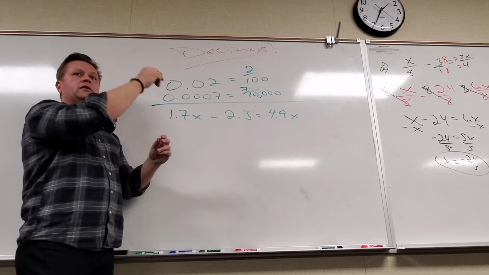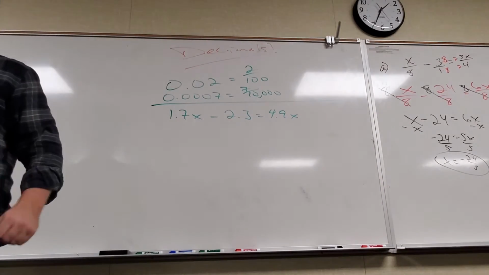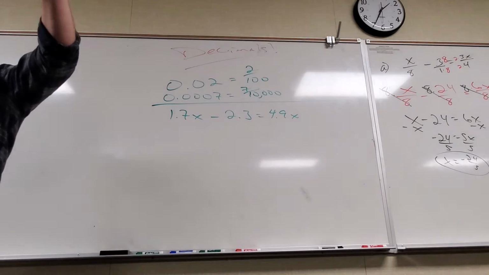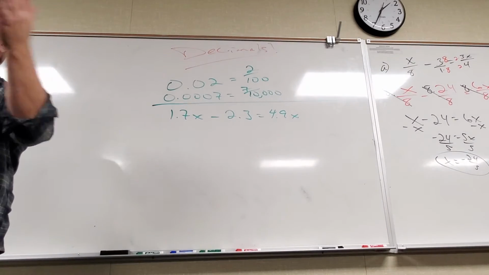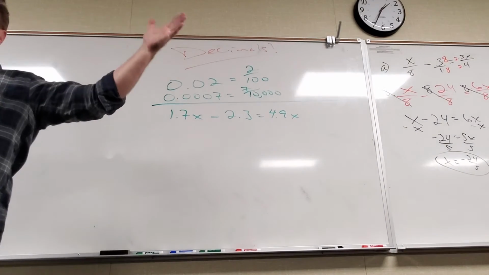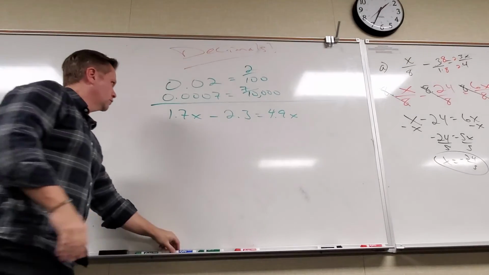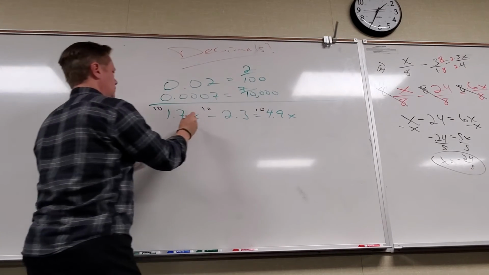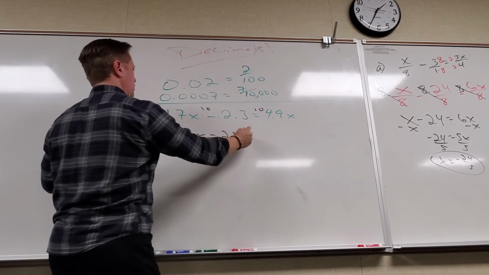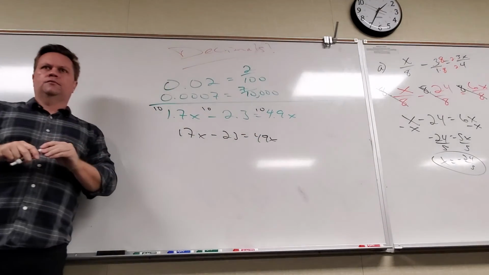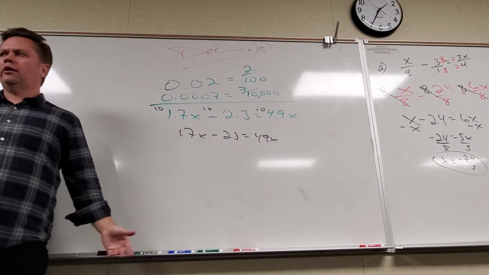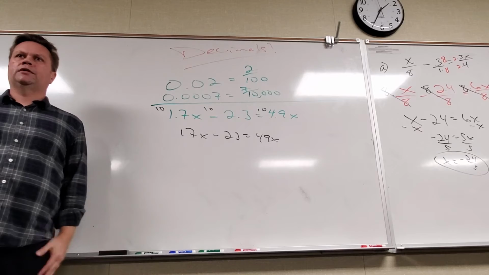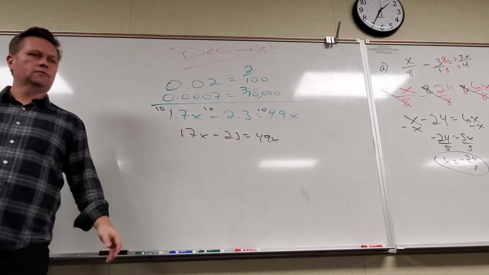So I can multiply everything by 10. And of course, why does that make sense? Multiplication by 10 makes the decimal move over once. Since they all are 1 decimal movement away from being whole, I can multiply by 10 to make them all whole numbers. So if I multiply by 10, this becomes 17x minus 23 equals 49x. Some of you might realize I didn't really change it much at all. But as a human, it is nicer to see stuff without decimals in it. So if you want to, you can.